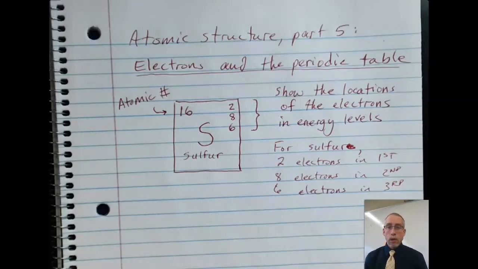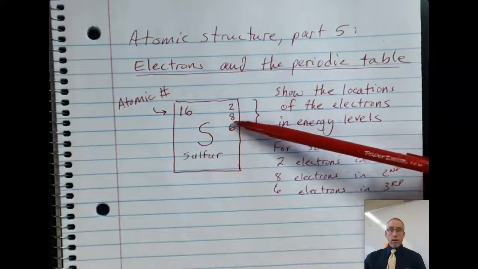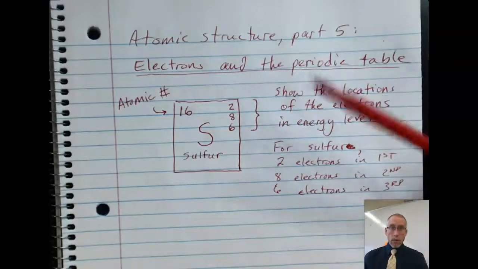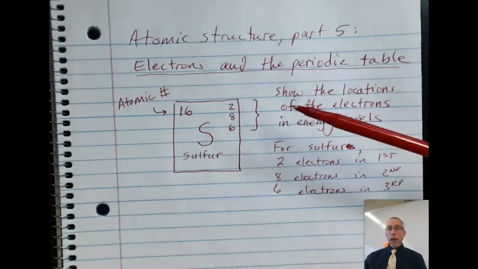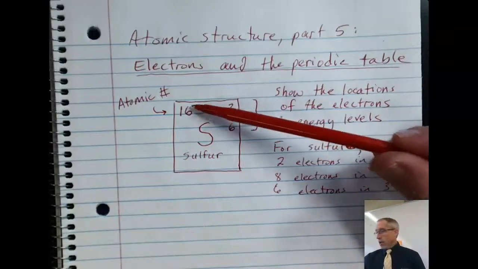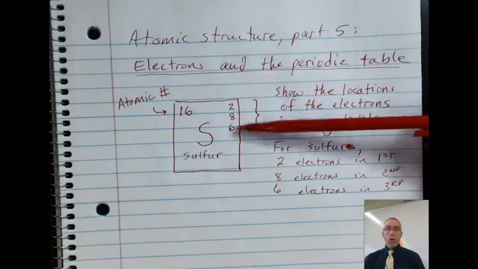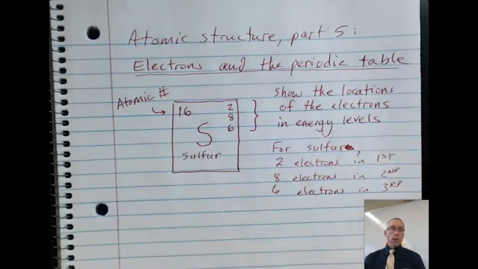And let's look at the total here. So 2 plus 8 plus 6. That adds up to 16. Do you remember this, something I had mentioned earlier? The number of electrons in a typical atom matches the number of protons. And this, remember, is the number of protons. So when you add up these numbers here, you will always add up to the same number as the atomic number. Okay?